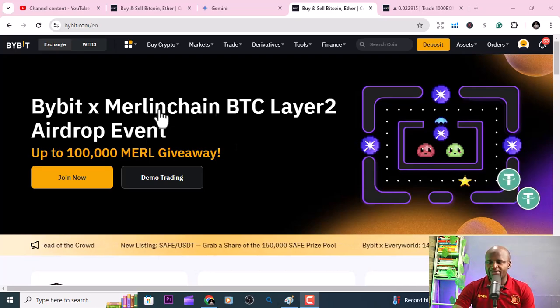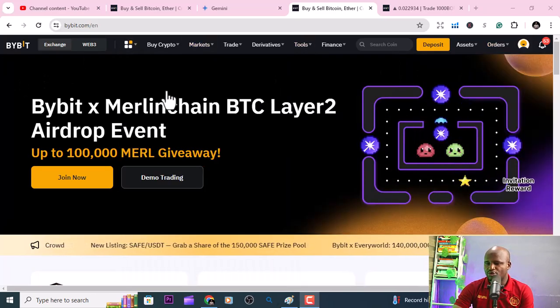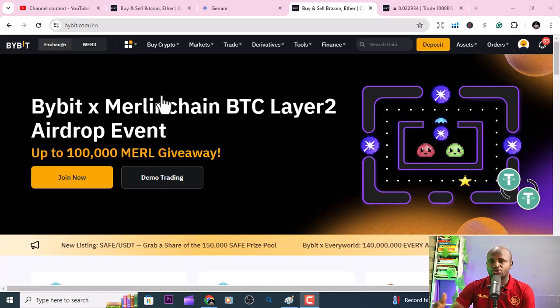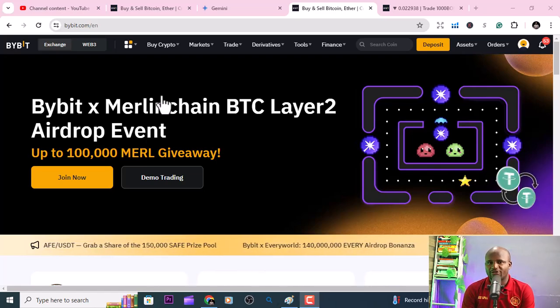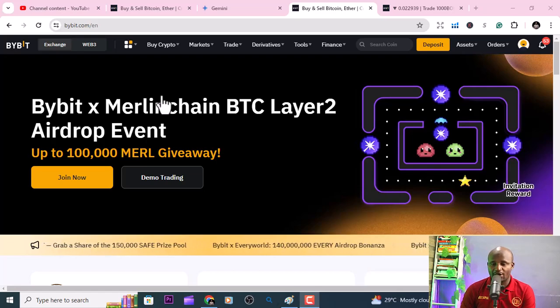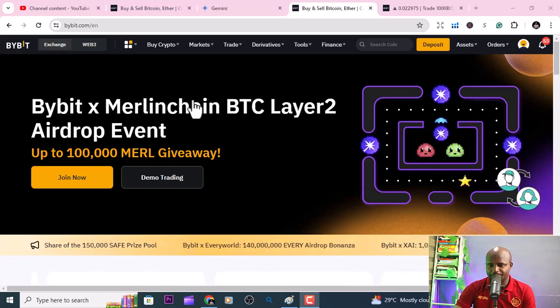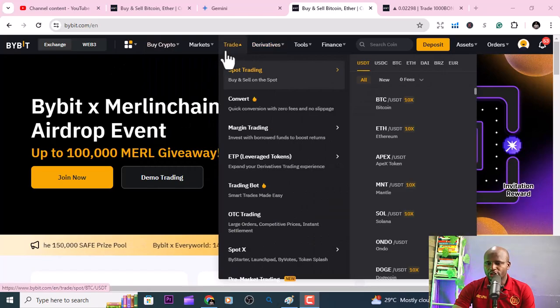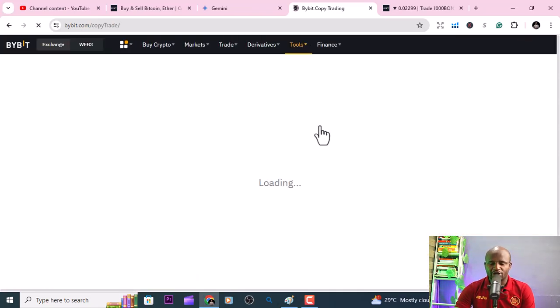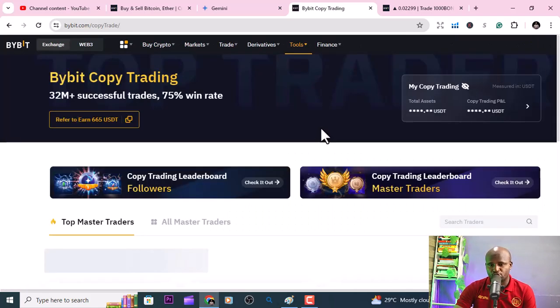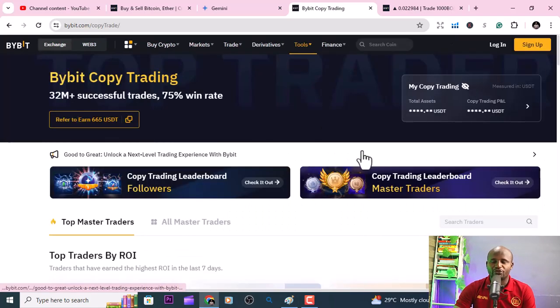Once you come here, there are a lot of options. The platform looks like this. You can use Bybit, Binance, OKX, and there are a lot of platforms that you can use to do copy trading, but I always use Bybit. You go to tools, then you just go to copy trading, as simple as that. You can also use your phone to do the same.